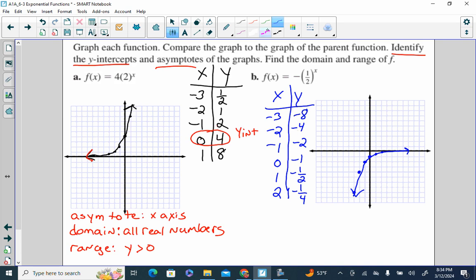Our y-intercept, we'll start with the y-intercept here. My y-intercept is 0, -1. So that's my y-intercept. Asymptote, x-axis. Domain, once again, will be all real numbers because we have x going on forever to the right and x values going on forever to the left. So that's all real numbers.